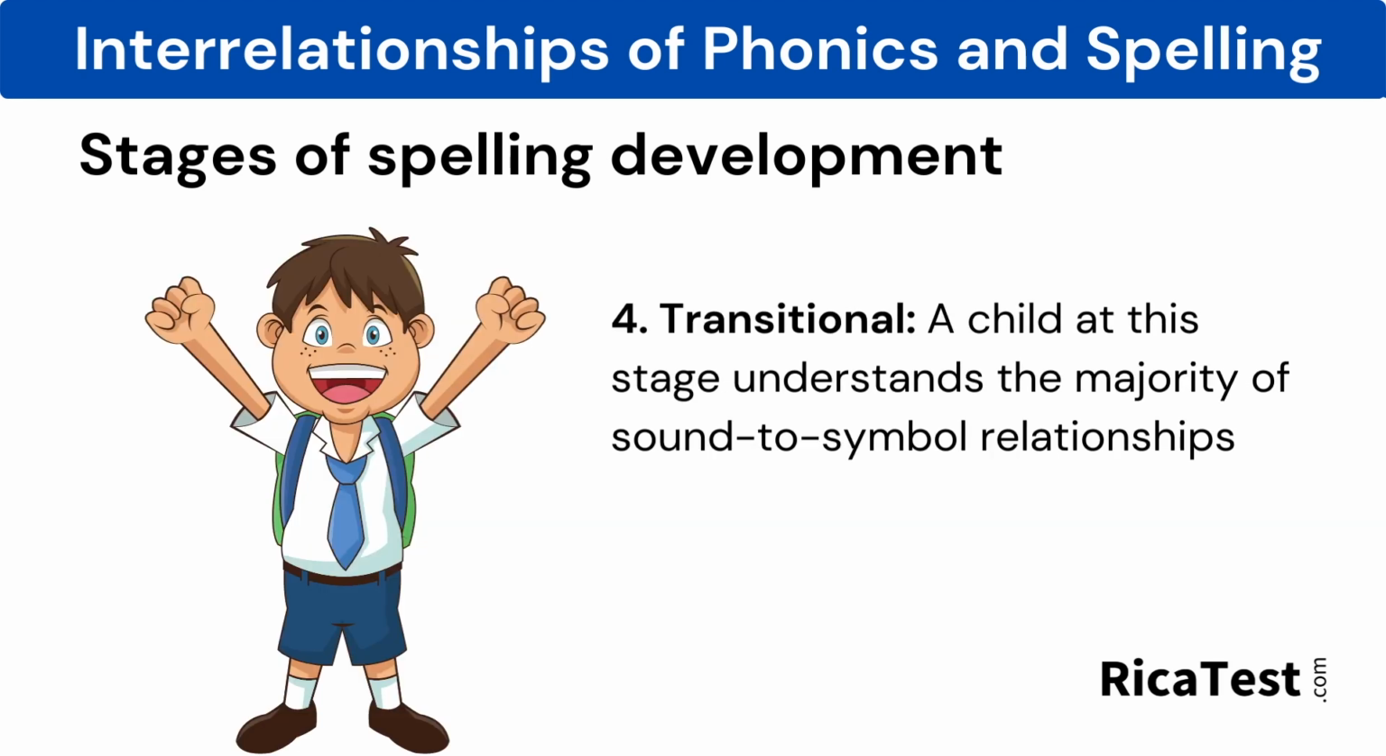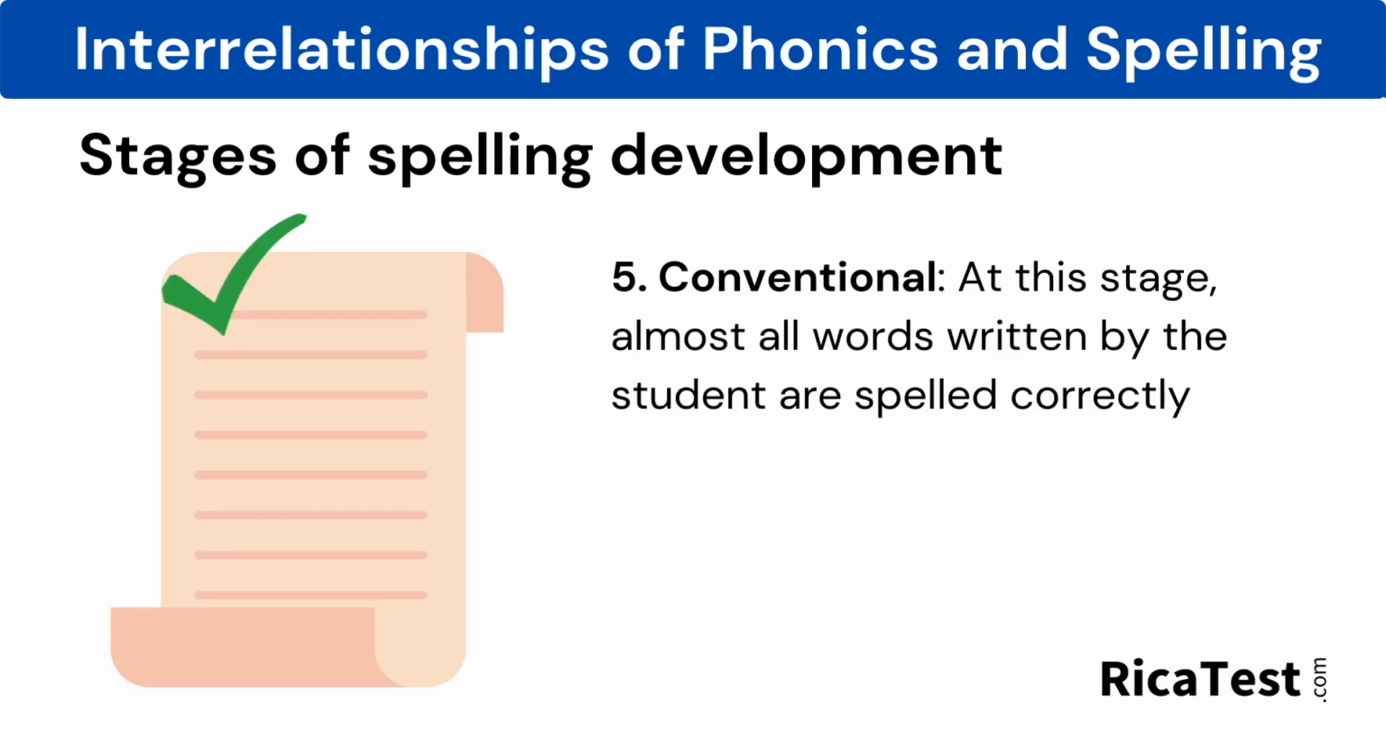The fourth stage is transitional, and this is when a child understands the majority of the sound-to-symbol relationships in the English language. They understand that each sound comes from a letter. At the transitional stage, the child mostly chooses the correct letters to spell words. And the fifth stage is conventional. At this stage, almost all words written by the student are spelled correctly. At the conventional stage, students are usually able to look at a word and understand if it is spelled incorrectly.